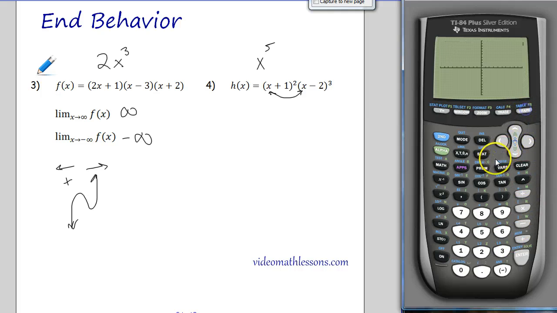And we hit graph. And it is something like that. Notice that little banged up part right here? That's just from this being a 5th power.